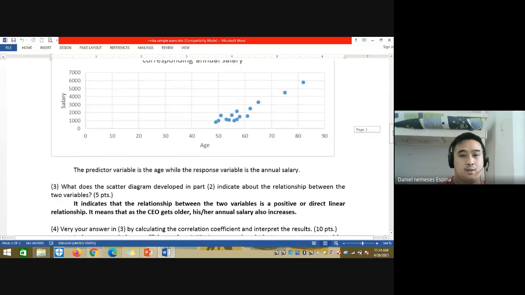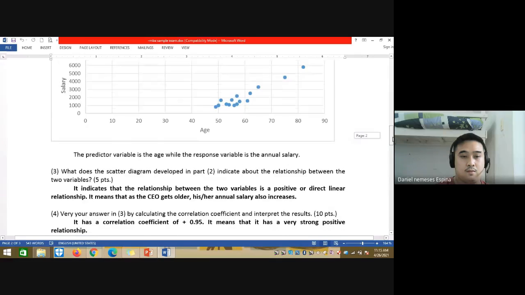So question number four. Although we can already see that they are directly related, we have to verify it first with our correlation coefficient. So verify the answer in number three by calculating the correlation coefficient and interpret the results.